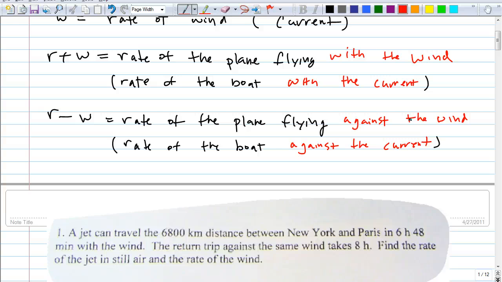Does it make sense that it takes 8 hours going against the wind? Whereas if you're going with it, it takes less time. Yeah, of course, you're going the same distance. If the wind is helping you to get there, it's going to take less time, whereas if you're going against it, it takes longer.